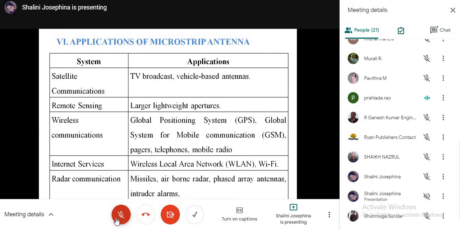Now coming to the applications, they can be used in satellite communications for various TV broadcasts. They can be used in remote sensing, wireless communications like your GSM, GPS, pagers, etc. They can be used in various internet services like Wi-Fi, WLAN, and in microwave and radar communication. Microstrip antennas' major thrust area is in your microwaves and radar engineering. They can be used for manufacturing various radar antennas, phased array antennas, etc. And they can be used in various medical applications for the treatment of tumors.